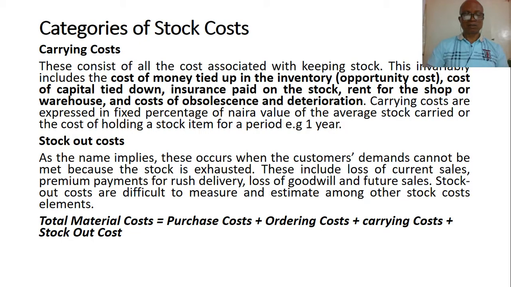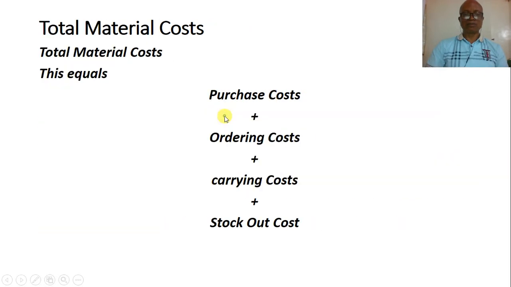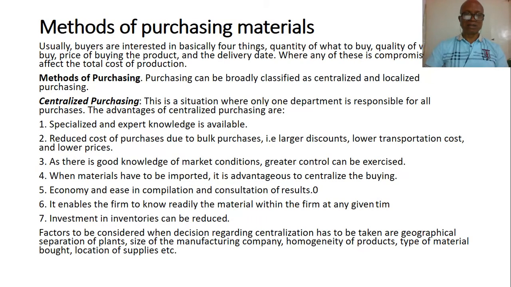So let's look at the total material cost, even as we have it here. Number one is the purchase cost, number two, plus the ordering cost, plus carrying cost, plus stockout cost. So that's the total cost of material, basically. Now let's go further and look at the methods of purchasing materials. What are the methods of purchasing materials?